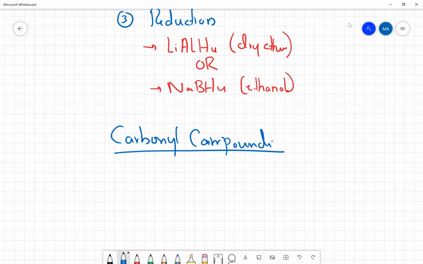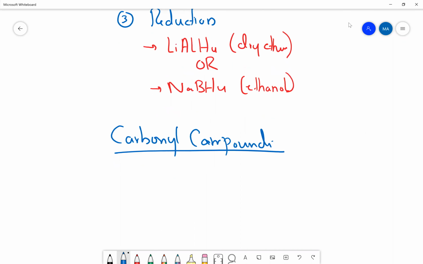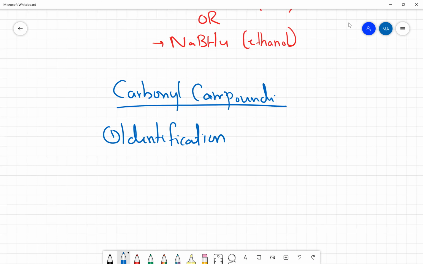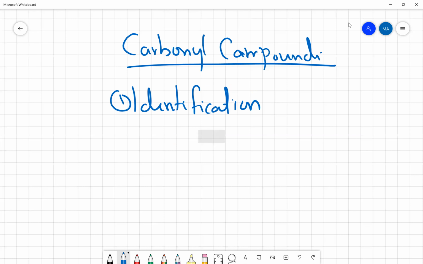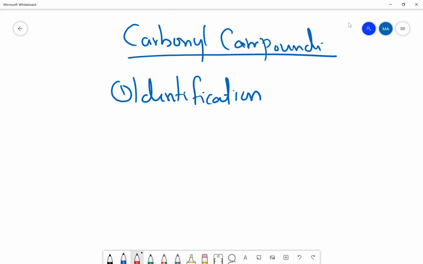The first is the identification test. Identification of a carbonyl compound in general. There could be an aldehyde present, or there could be a ketone. So you need to first of all identify the carbonyl compound, and for that you use a 2,4-dinitrophenyl hydrazine compound.